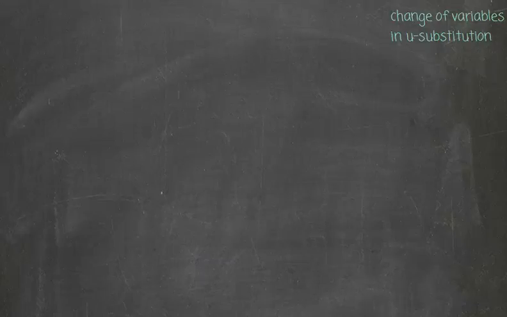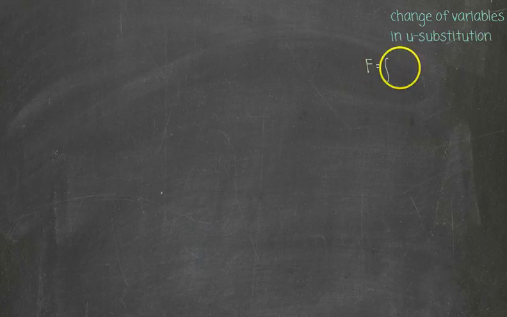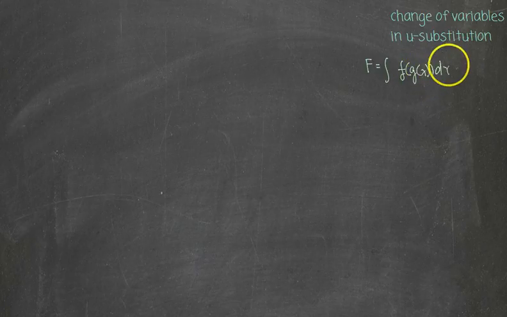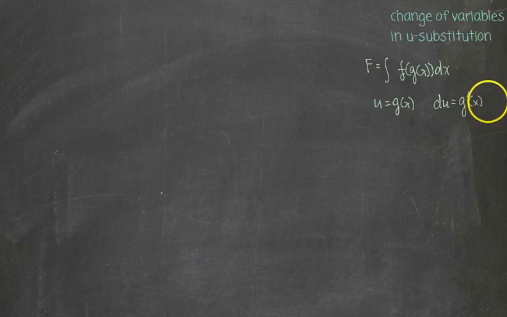All right, so there's another level to the method of u-substitution. We know that the antiderivative of a u-substitution looks like some composite function f of g of x dx. We're going to let u equal the inside function, g of x, and then find du equals g prime of x dx. And so we can do a substitution.